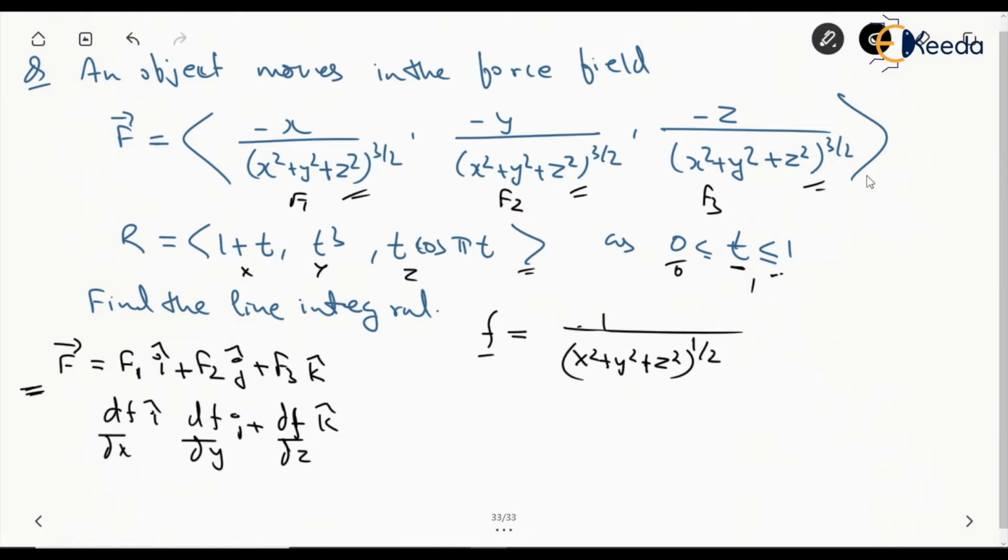That means this is the potential function f, small f, and in that case the line integral from a point, let's say P to Q, can be directly given as f of Q minus f of P, right? So let's see what are the values of Q here and P here in terms of t. So this t varies from 0 to 1.